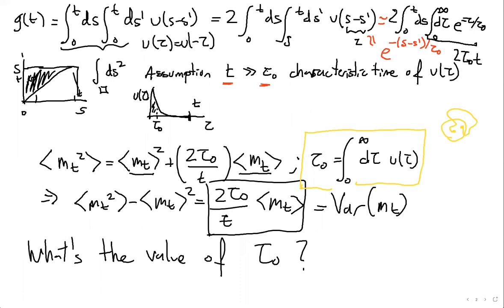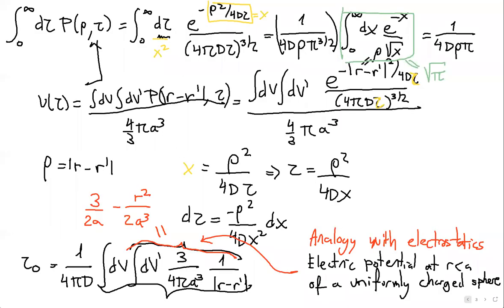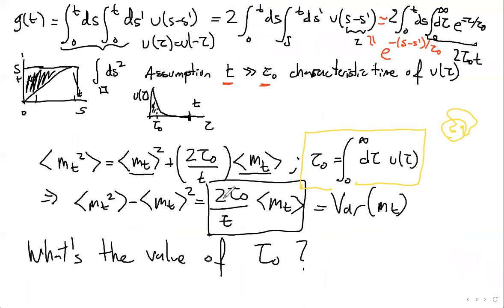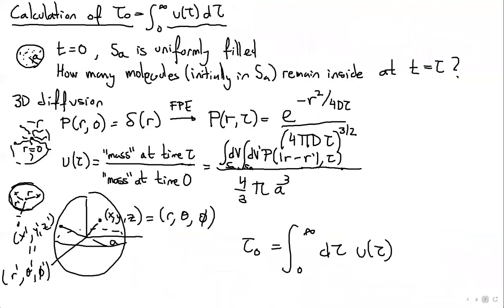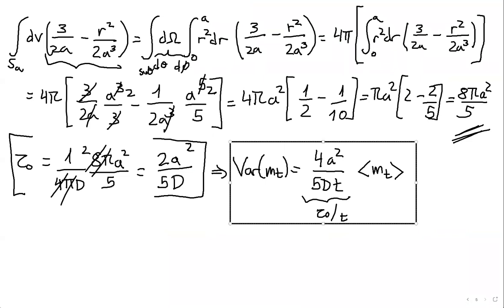Then this implies that the variance of M_t becomes this one. Let's go back. It's twice tau 0 divided by t times the average of M_t. So twice this is 4a squared divided by 5D, divided by t, times the average of M_t. This is the result I wanted to find for the variance. Now we have the variance in terms of the mean.